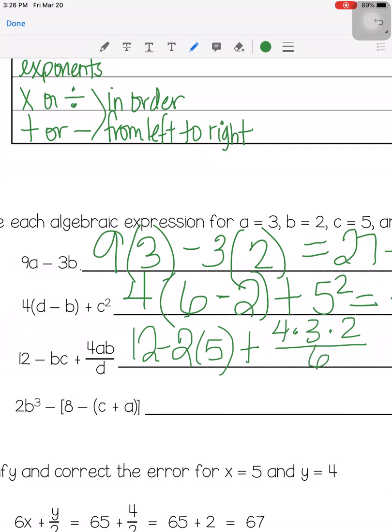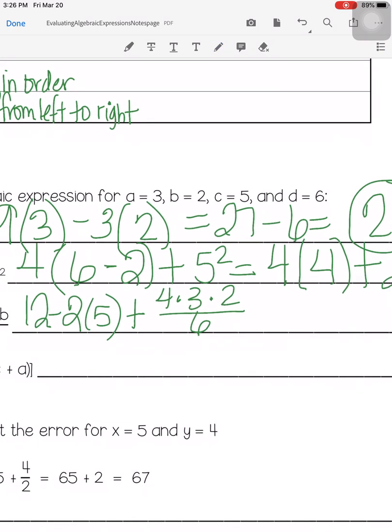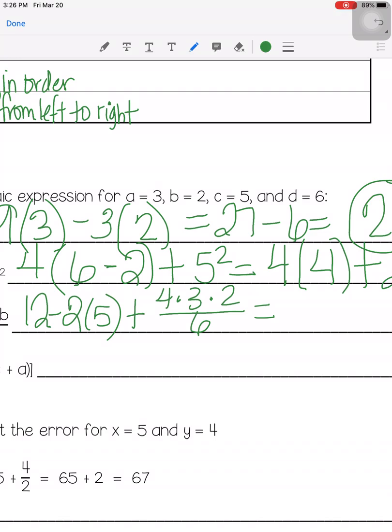We did this problem on the order of operations, so this may look familiar. Now we have to follow the order of operations. We do the multiplication first, so we would do the 2 times 5 first, and then the 4 times 3 times 2. Then we would do our division, and then we would subtract and then add. When we do all of this, our answer is 6.